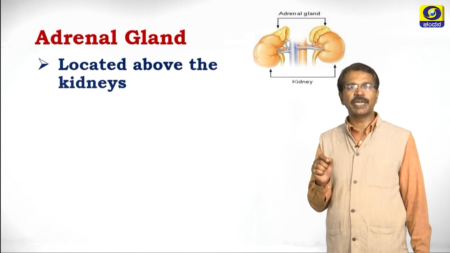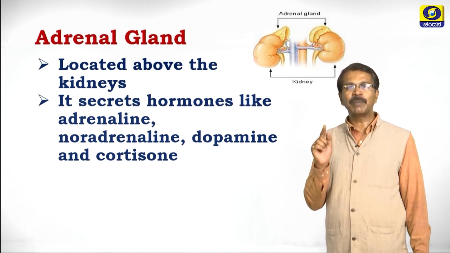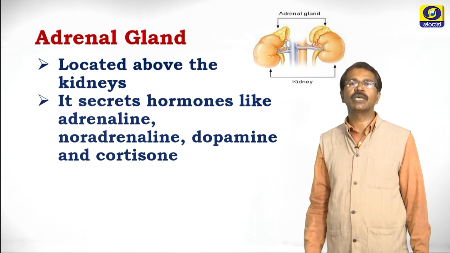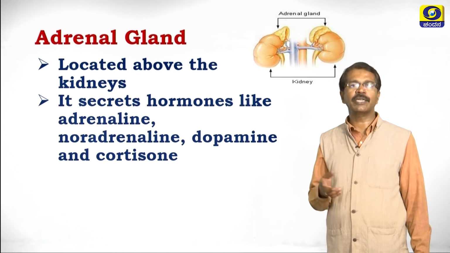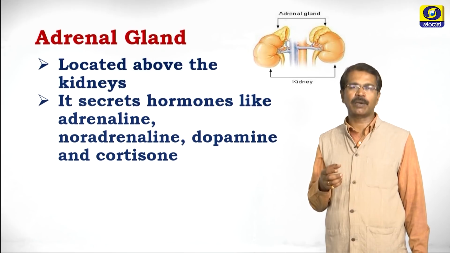The adrenal gland is located above the kidneys. It is usually pyramid-shaped or triangle-shaped. It secretes many hormones: adrenaline, noradrenaline, dopamine and cortisone, among which adrenaline is an important hormone.